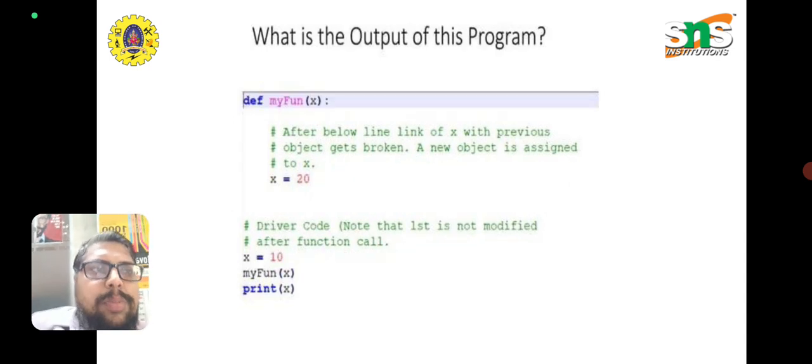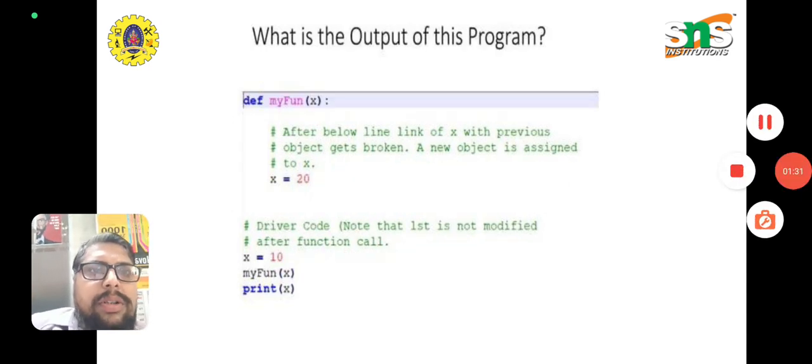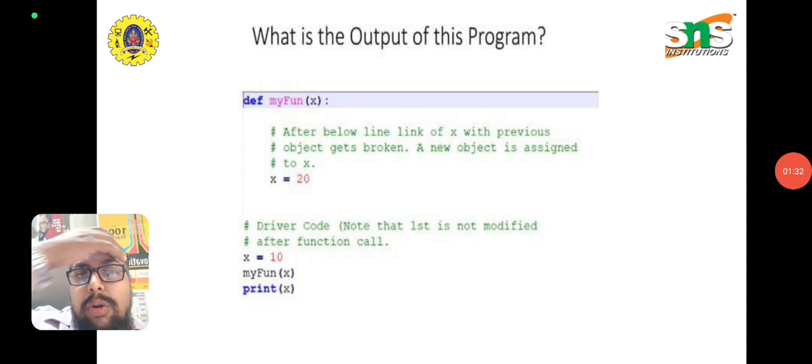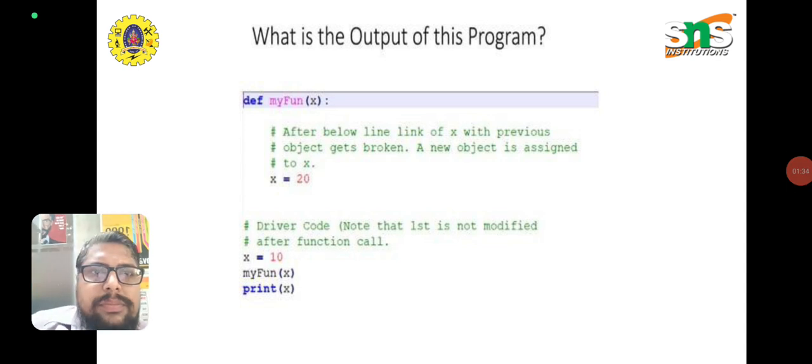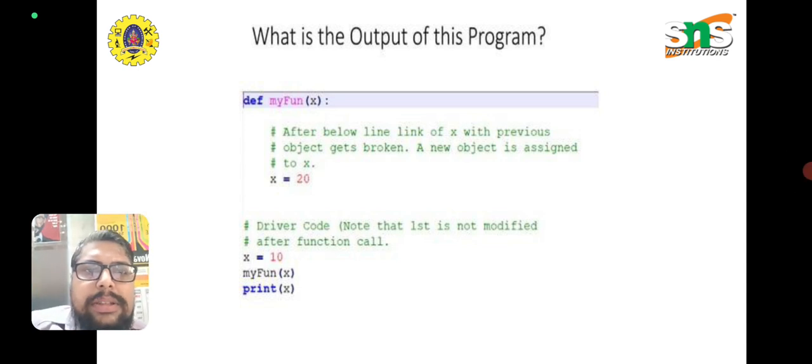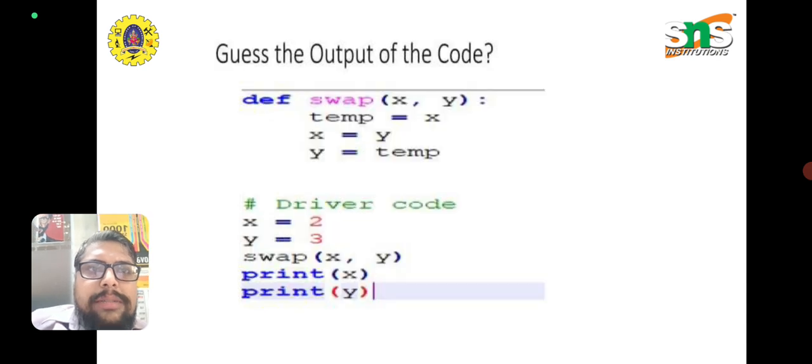The next will be the output of the program. First x equal to 10, and we are going to pass the value of x. The x value will first be 10, and next the x value will be replaced as 20.